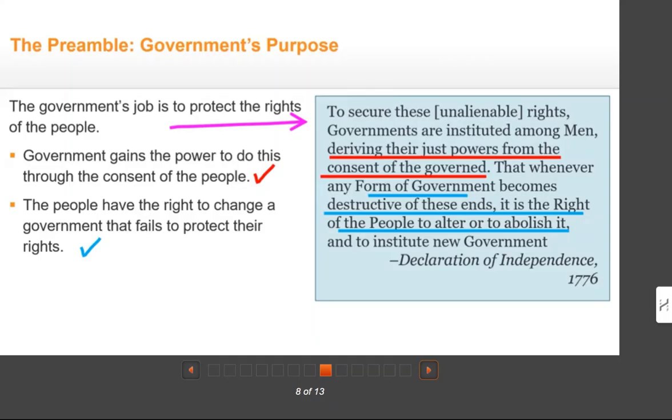Over time, the ideas of unalienable rights, consent of the governed, and the social contract have changed to include all Americans. Let's check your understanding of the principles included in the Declaration of Independence.